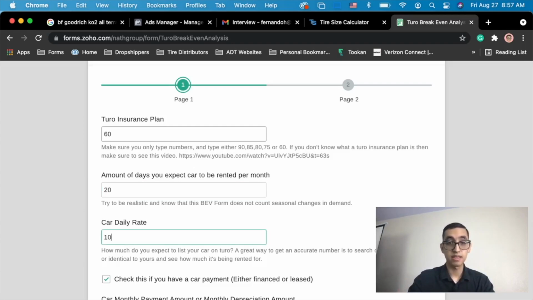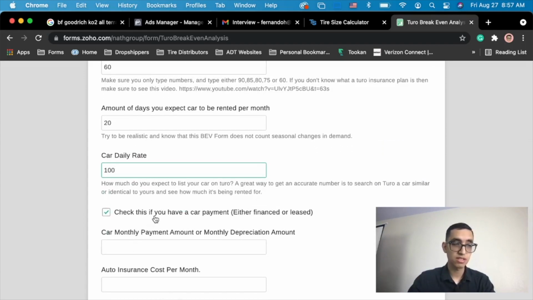Car daily rate, I said that on average it was going to be listed for 100 dollars. And then check this if you have a car payment or it's financed or leased. This is honestly going to be irrelevant, so you could just leave this checked or unchecked. This is really not going to change anything. The car and monthly payment or monthly depreciation amount. So if you're financing your car, most likely you're having a 4-year, 5-year, or 6-year term. I'm going to consider that as you're making payments, we're just going to depreciate the payments as well.